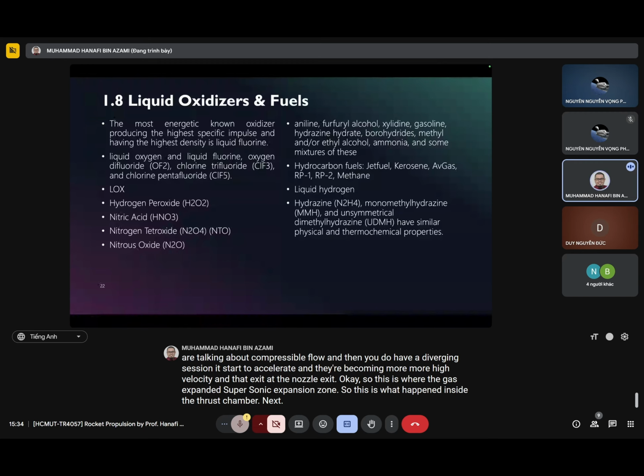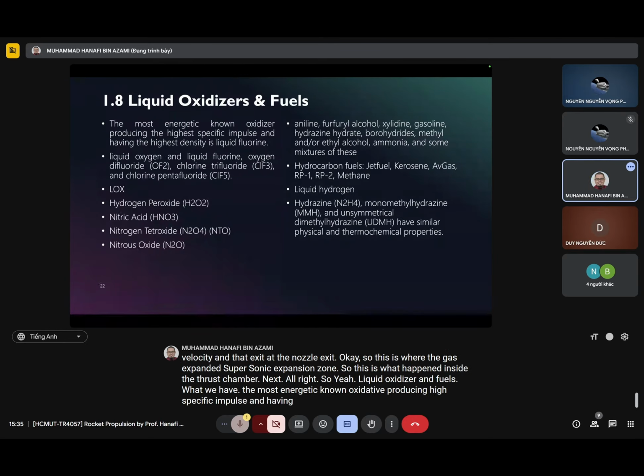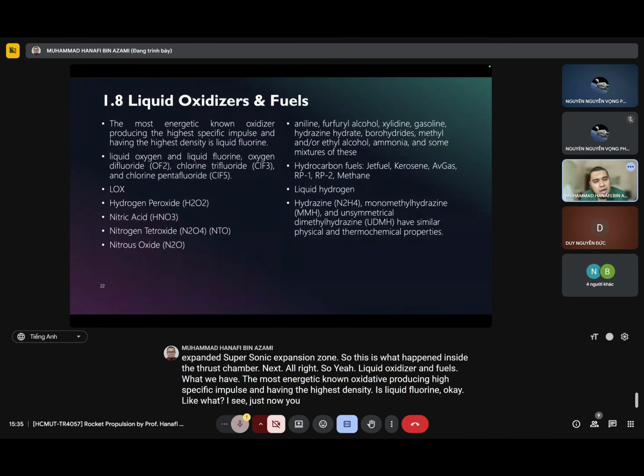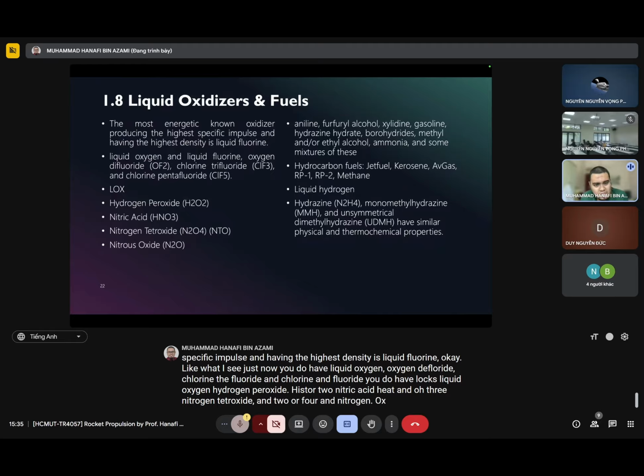Next, the liquid oxidizers and fuels. The most energetic known oxidizer, producing high specific impulse and having the highest density, is liquid fluorine. You also have liquid oxygen, oxygen difluoride, chlorine difluoride, and chlorine pentafluoride. You have LOX, liquid oxygen, hydrogen peroxide, nitric acid (HNO3), nitrogen tetroxide (N2O4), and nitrogen oxides.